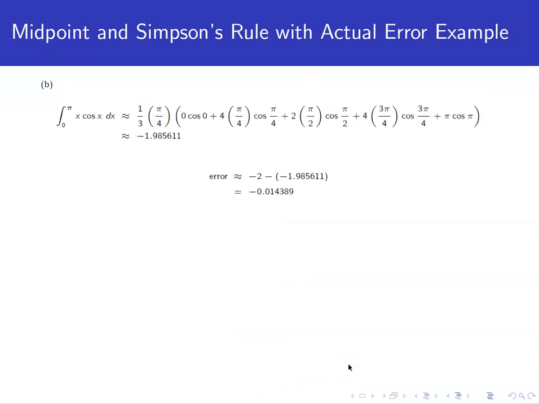For Simpson's rule, remember the formula is delta x over 3, so we'll get a third of pi over 4. And then we do the function value at the left endpoint, 4 times the function value at the right endpoint of the first subinterval, 2 times the function value at the right endpoint of the second subinterval, and so on. Remember the coefficients in the middle alternate 4, 2, 4. And then finally, the last one is the function value at the right endpoint. Put all that into the calculator, we get about negative 1.986-ish. And so we can calculate the error there and get about negative 0.014.